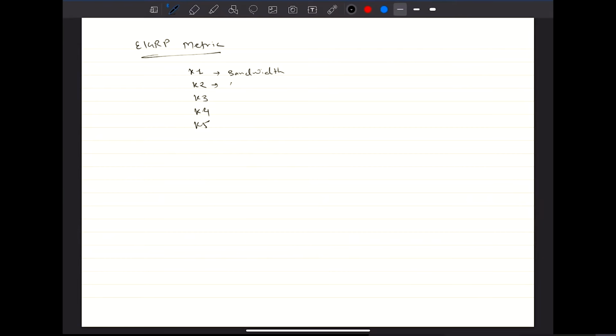K2 stands for, I think, load, K3 stands for delay, K4 stands for MTU, and K5 stands for reliability. Cool. So K1, K2, K3, K4, and K5. These are the 5 values that you can configure in the EIGRP parameters. And by default, K1 is set to 1 and K3 is set to 1.